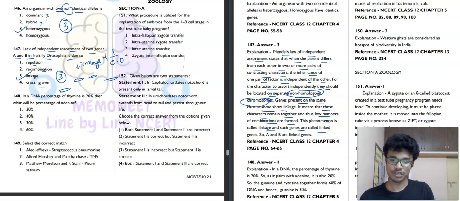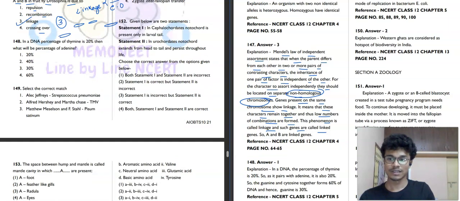Moving towards the next question, 148. It is saying that in DNA, the percentage of thymine is 20%, then what will be the percentage of adenine? You know that adenine base pairs with thymine, and guanine base pairs with cytosine. So thymine is given as 20%, so adenine should be 20%. And then guanine will be 30 and cytosine will be 30 as well. So here the first option will be the correct answer for this question.